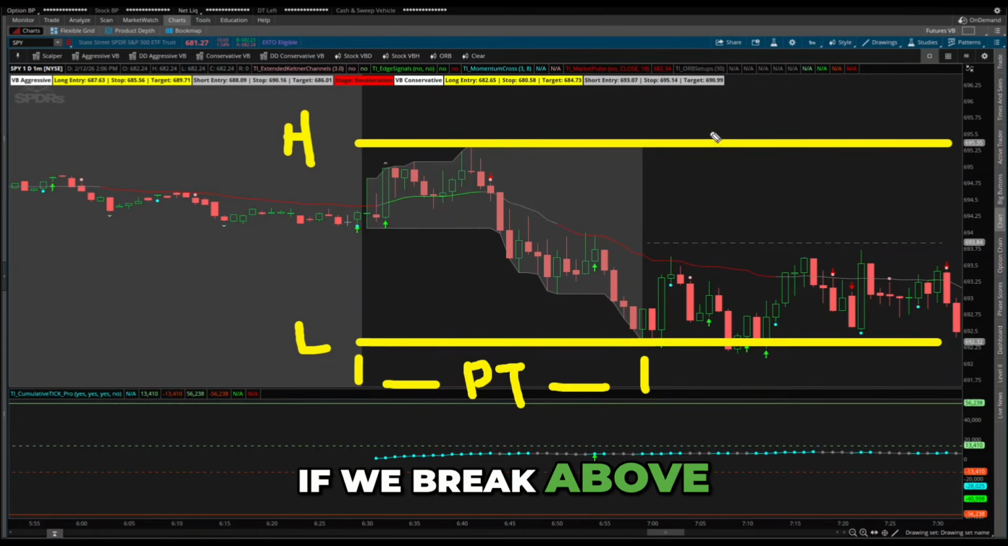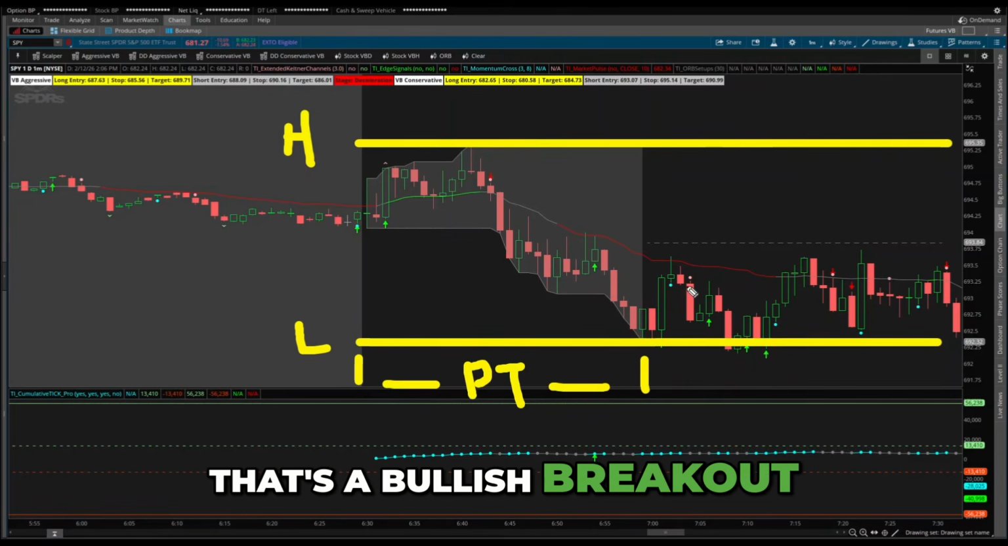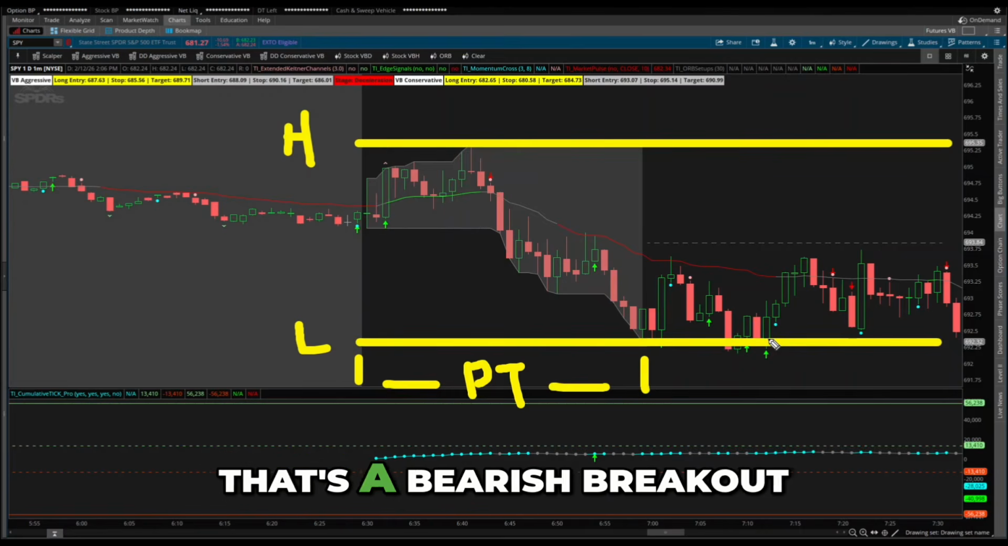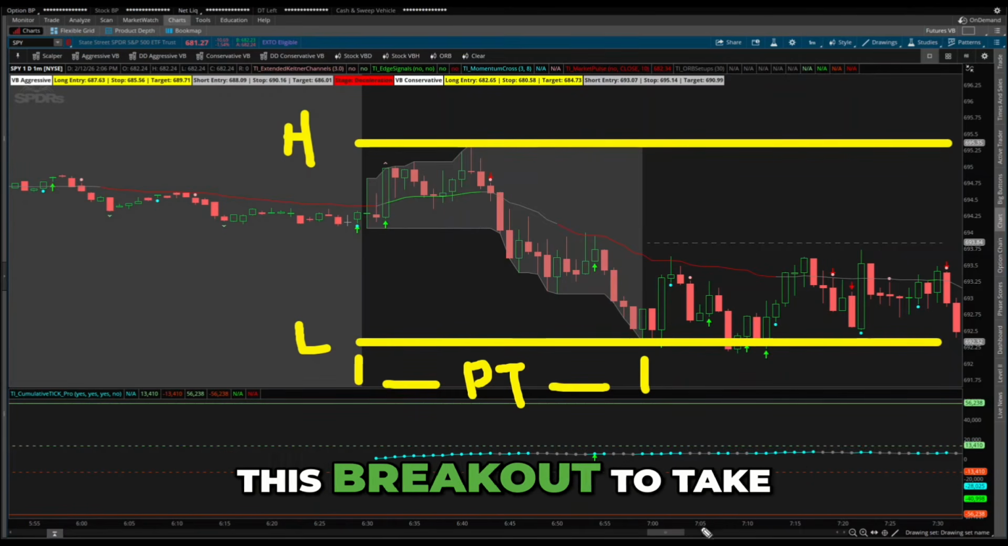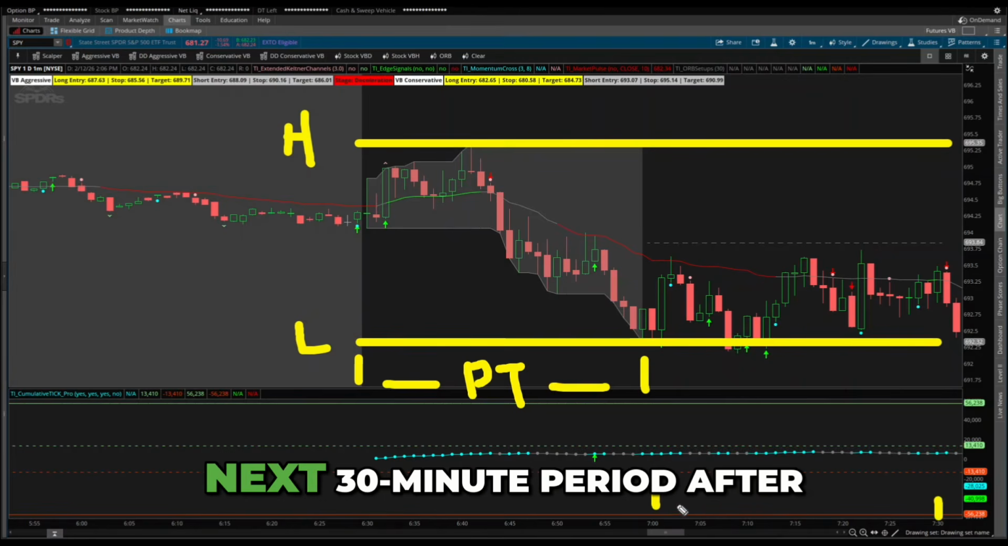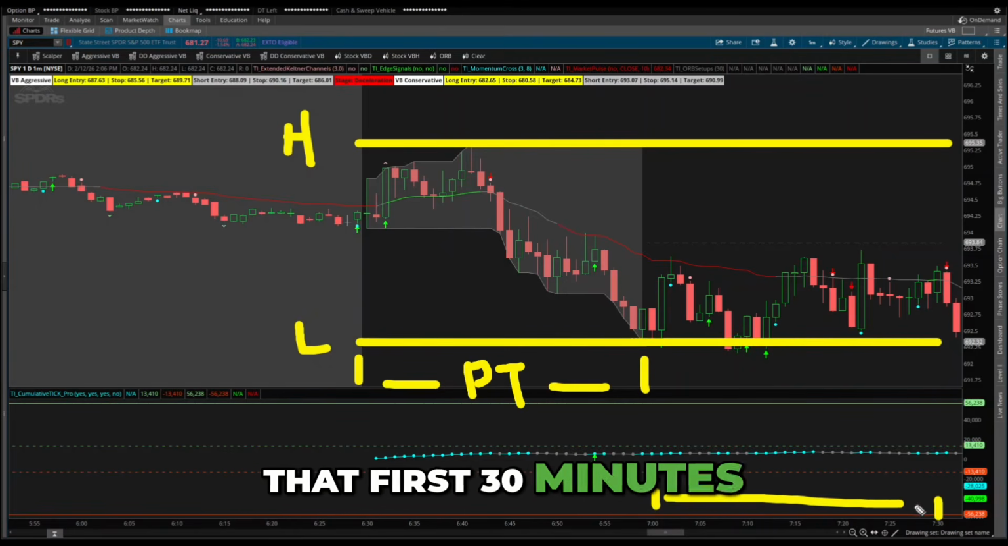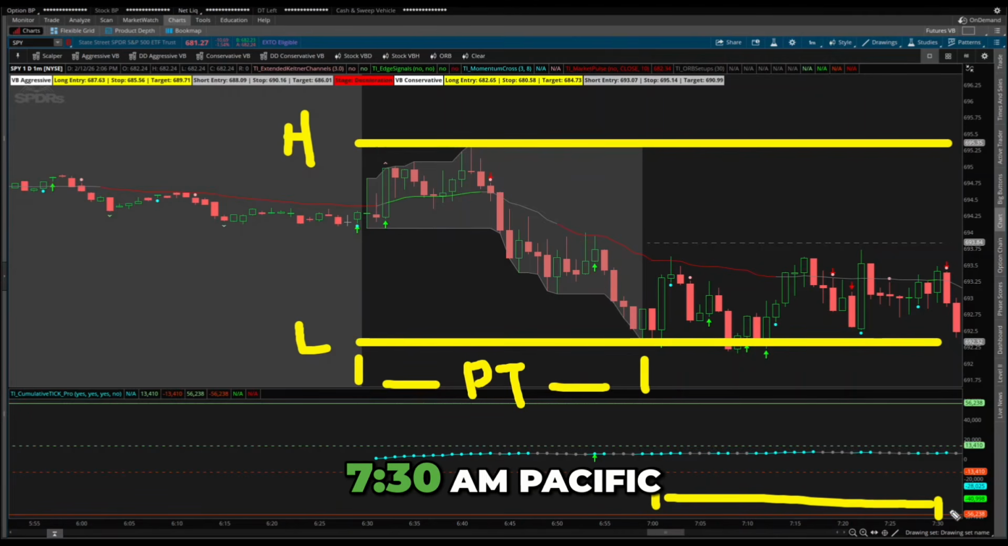If we break above this line, that's a bullish breakout. If we break below this line, that's a bearish breakout. And I'm looking for this breakout to take place really in the next 30-minute period after that first 30 minutes is formed. So really 7 to 7:30 a.m.